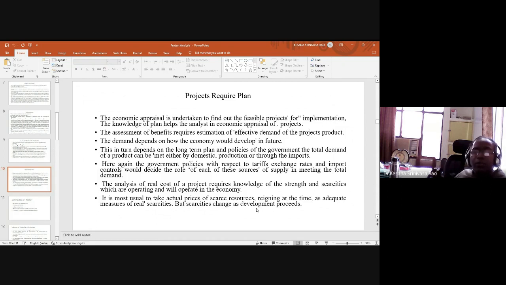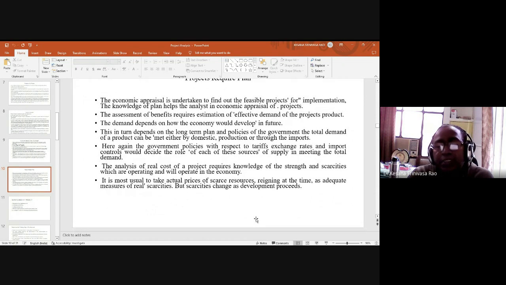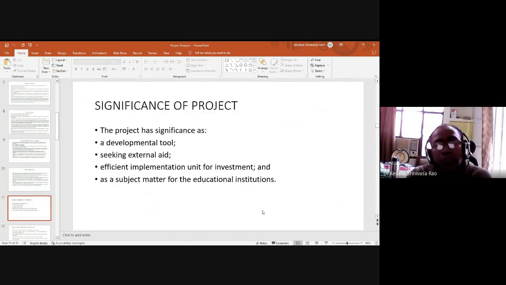Finally, the real cost of a project requires knowledge of the strengths and scarcities which are operating and will operate in the economy as a whole. In that way, it is most usual to take actual prices of scarce resources reigning at the time as adequate measures of real scarcities. But scarcities change as development proceeds. As you all know very well, scarcity is the fundamental problem of creation of high demand for any type of product.